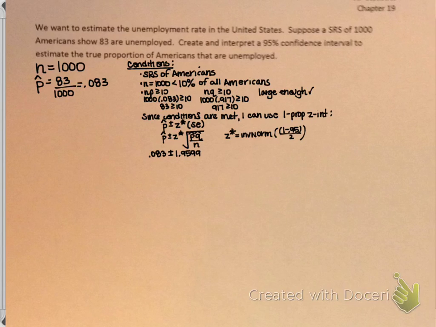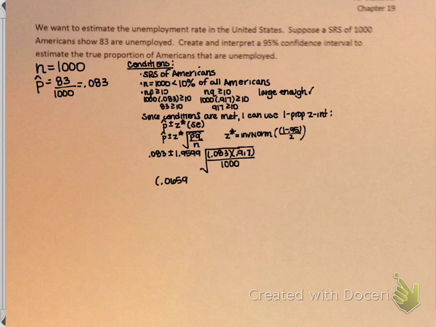And then take out my p hat q hat over n. So I've got 0.083 times 0.917 all over my sample size, which is 1,000. So at this point, all I do is I grab my calculator. So I'm going to type in the minus part first because I want the lower part. So I do the 0.083 minus 1.9599, type that guy in, and I end up with 0.0659.